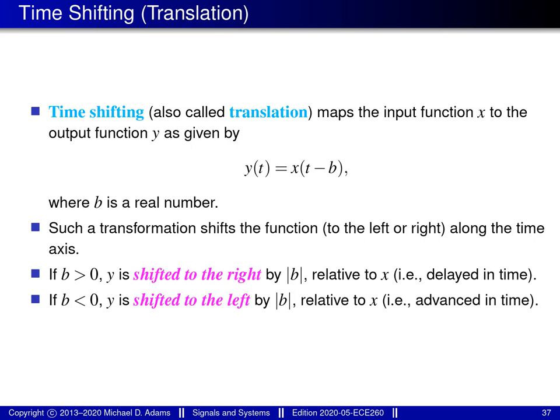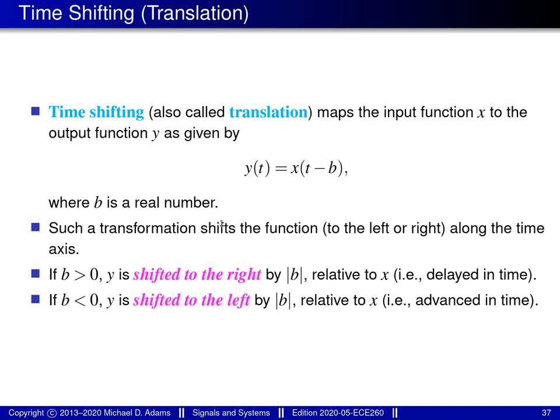The first type of independent variable transformation that I'd like to introduce is what's known as time shifting or translation. And what this does is it maps a function x to a function y according to a relationship that looks like this, where the constant b is a real number. So effectively what we're doing is in the expression for the function, we're taking everywhere that the independent variable t appears and we're replacing it by t minus a constant, where the constant is denoted by b.